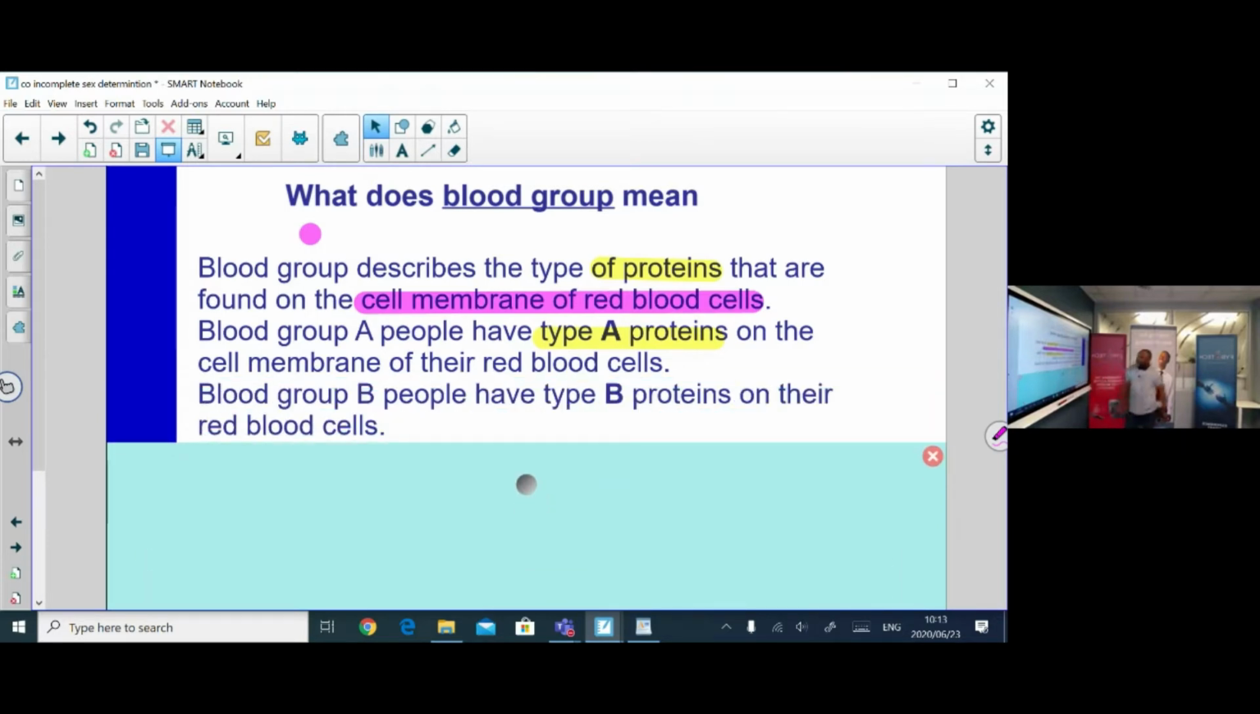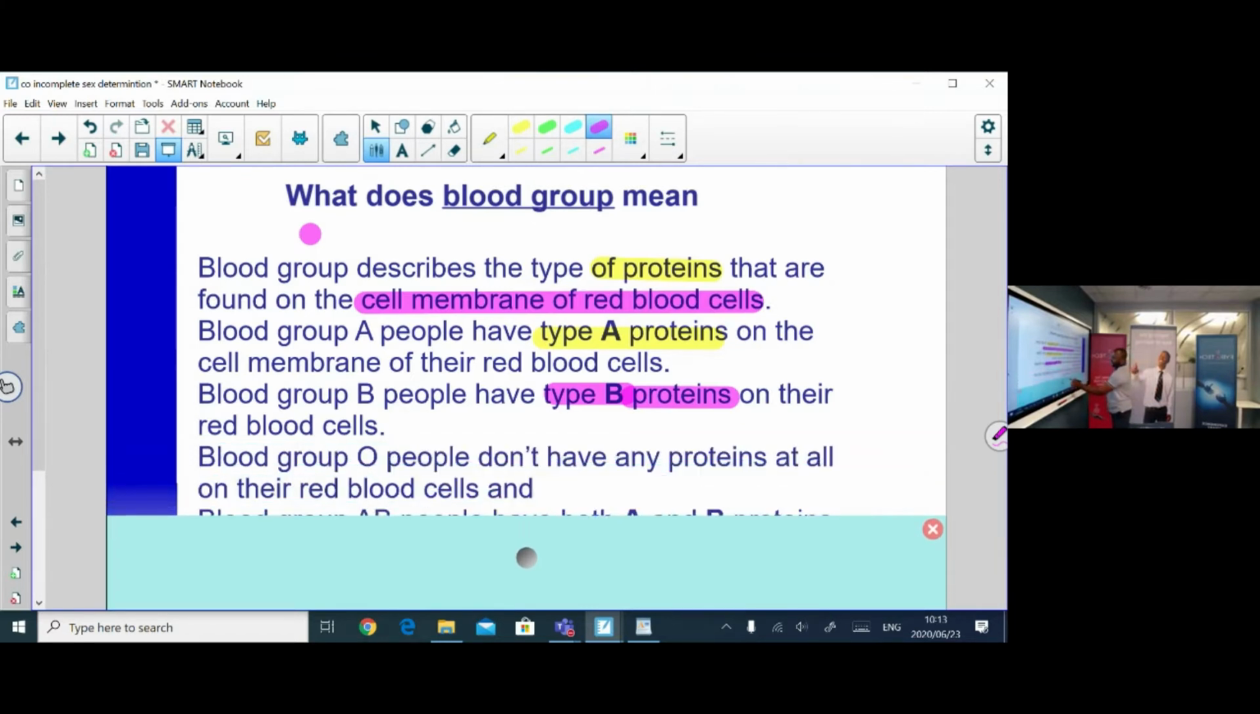Blood group B people have type B proteins on their red blood cell. So the red blood cells determine our blood group: which type of red blood cells is an individual carrying? All right.